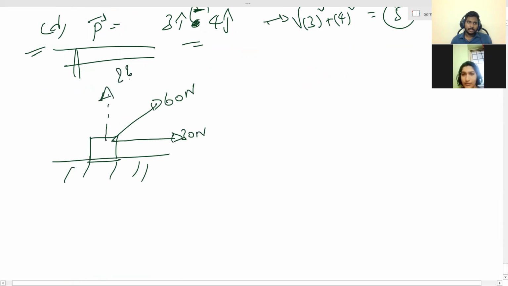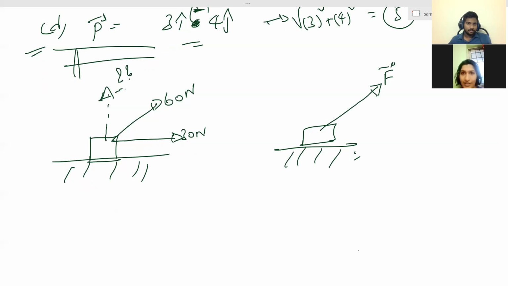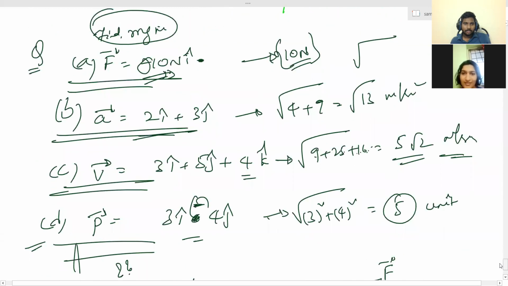What is this component? Okay. Sir, I have a doubt, sir. Tell me. Sir, in that you told to find the magnitude only. Which one? That question. Yes. But for everything, the same magnitude will come, sir. Who told? Not for every question, sir. For the V vector, it is 5 root 2 magnitude.